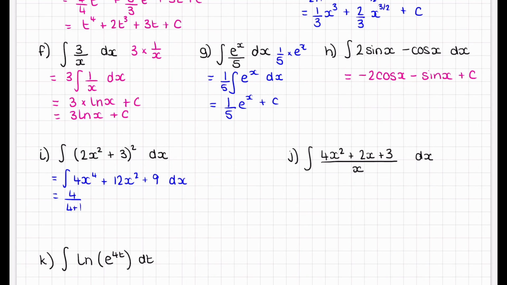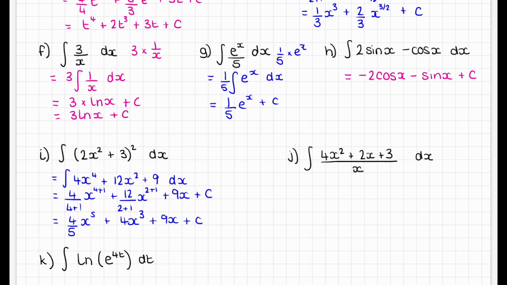4 on 4 plus 1, x to the power of 4 plus 1, plus 12 on 2 plus 1, x to the power of 2 plus 1, plus 9x plus c. And then we can simplify that, which will give us 4 on 5, x to the power of 5, plus 12 over 3, which is 4, x to the power of 3, plus 9x plus c. Now that second step there where I do have the plus ones and things in, you don't need to write that out. Once you've done a lot more practice with these, it'll just become more fluid and you won't need to do that step. J, the integral of 4x squared plus 2x plus 3 all over x dx.